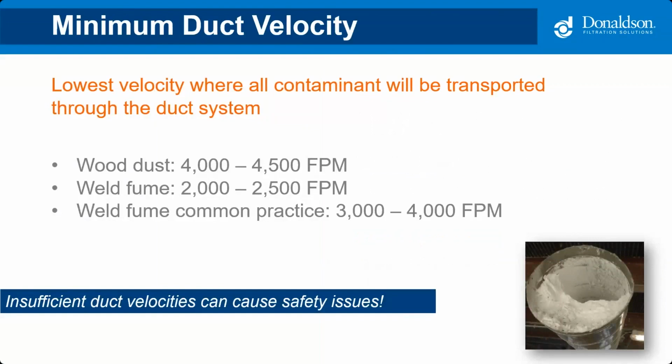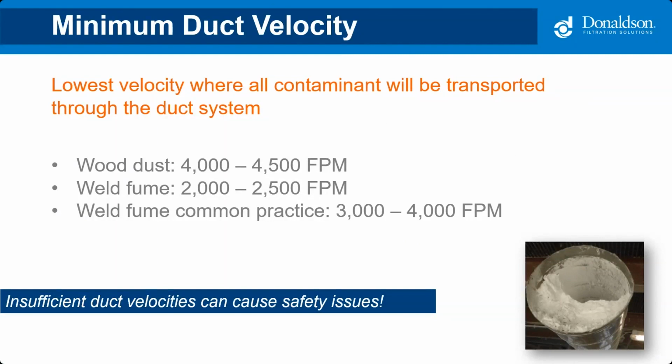So the minimum duct velocity, okay, this is a critical design factor when it comes to dust collection. It is the lowest velocity where all contaminant will be transported through the duct. If you go below this velocity, dust could settle out within the duct and cause other issues. So for school wood shops, this is typically between 4,000 and 4,500 feet per minute.